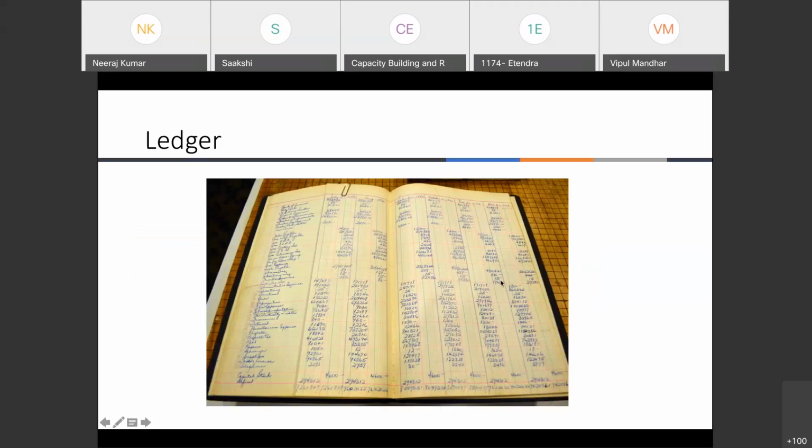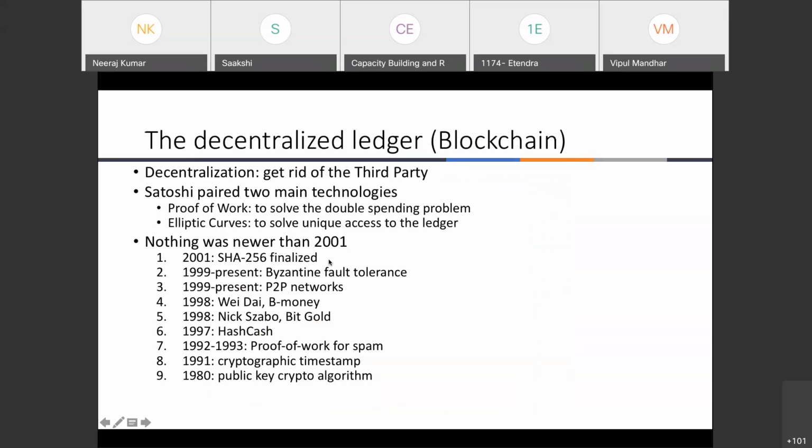As I have already told, in the traditional system the ledger has been maintained like this: we have a name and some entries associated with it. But now this ledger, which is nothing but a database, has been replaced by digital ledgers. These digital ledgers are used to keep track of the blockchain networks. This decentralized ledger is a part of the blockchain, because it gets rid of the third party.